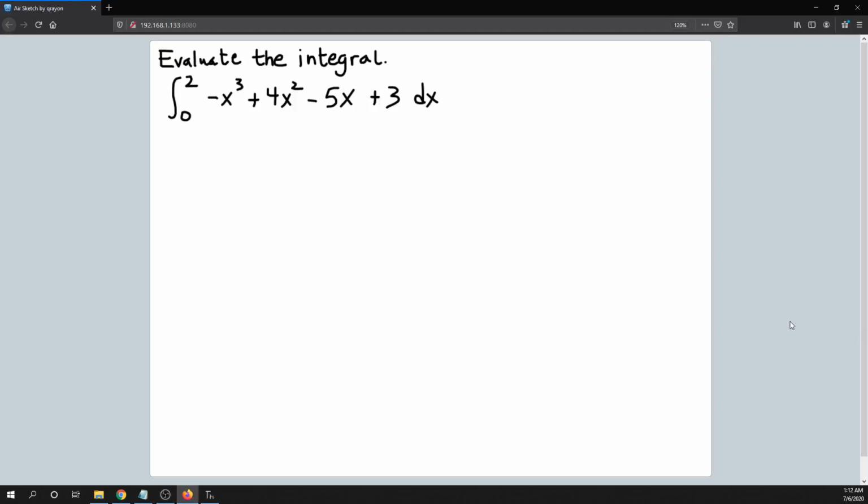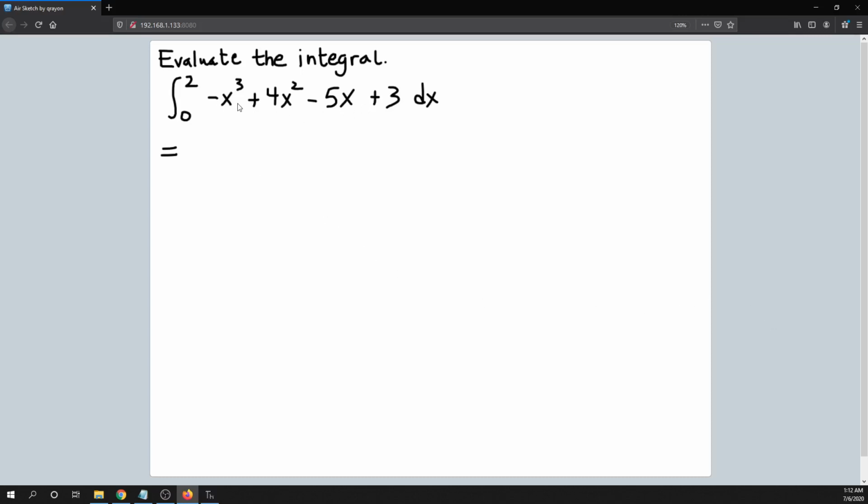In this video, we are going to work the following problem. We want to evaluate the integral from 0 to 2 of minus x cubed plus 4x squared minus 5x plus 3. All right, so the first thing that we need to do is to get an antiderivative of this polynomial here.